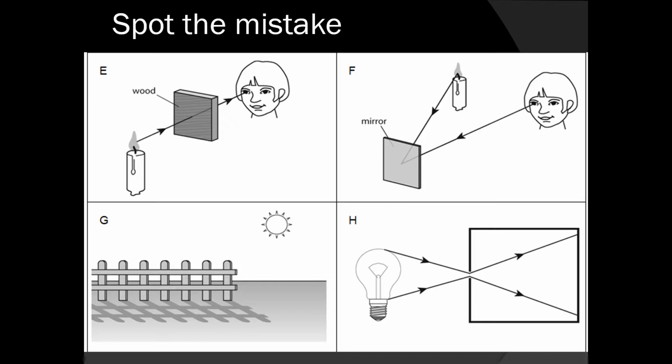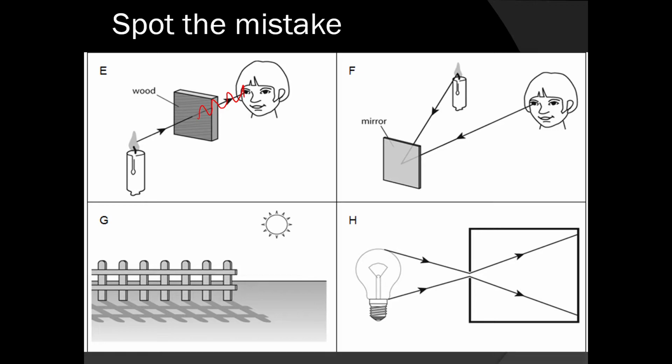Here are some more, so I'll give you a few more seconds to look at these ones. So with image E, the issue here is that the light cannot pass through wood because it is opaque, so there would be no light ray coming through the other side.